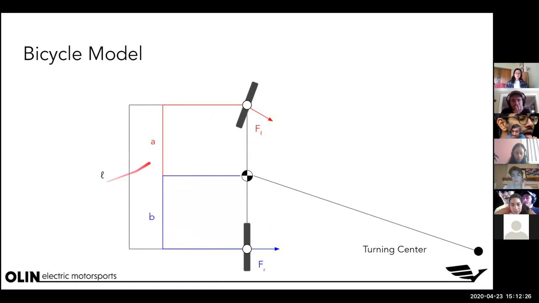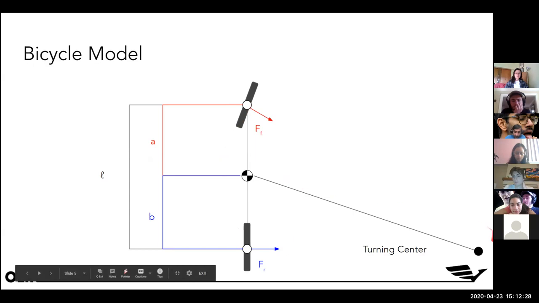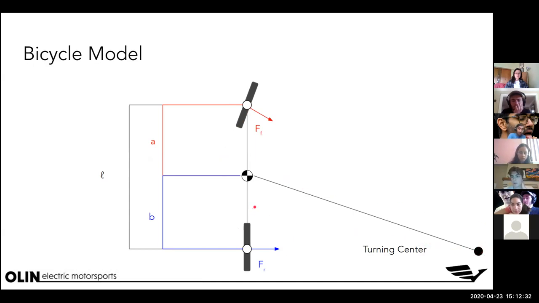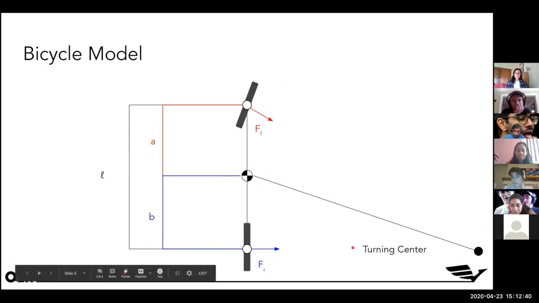And so then this bicycle is turning around some turning center at some radius. Does this look roughly familiar to everybody? Kind of get what's happening here. And so our front tire is applying some force here, and our rear tire is applying some force here. Everybody with me so far? Any questions? Thoughts, comments on the bicycle model?